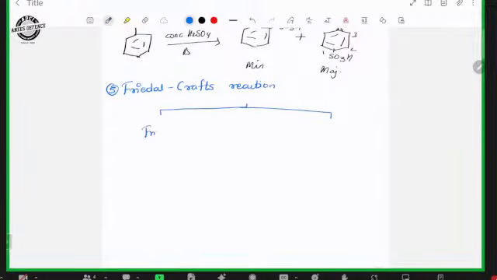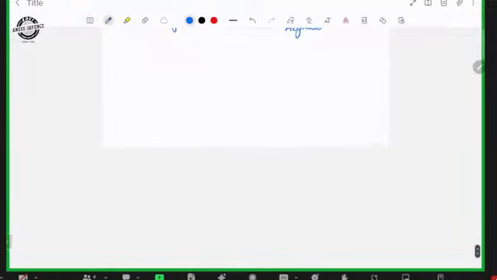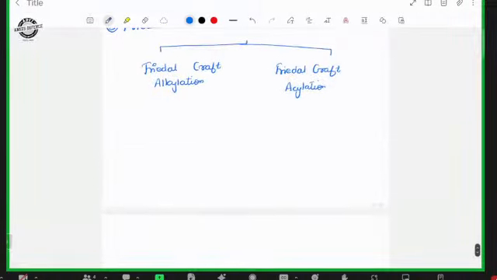One is Friedel-Crafts alkylation. The other one is Friedel-Crafts acylation. So let us look into Friedel-Crafts alkylation. In both, we have to use an aromatic halide.